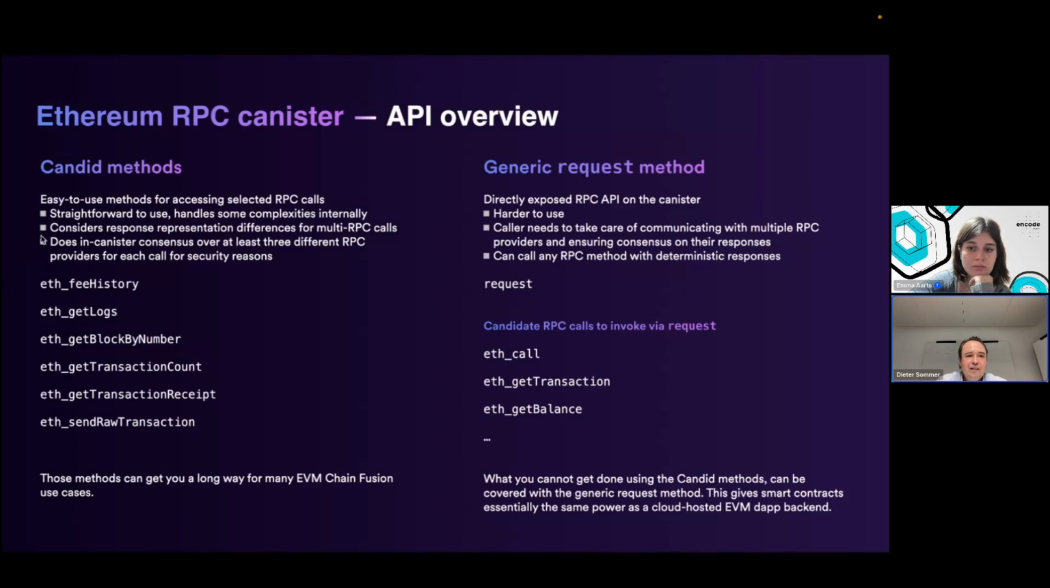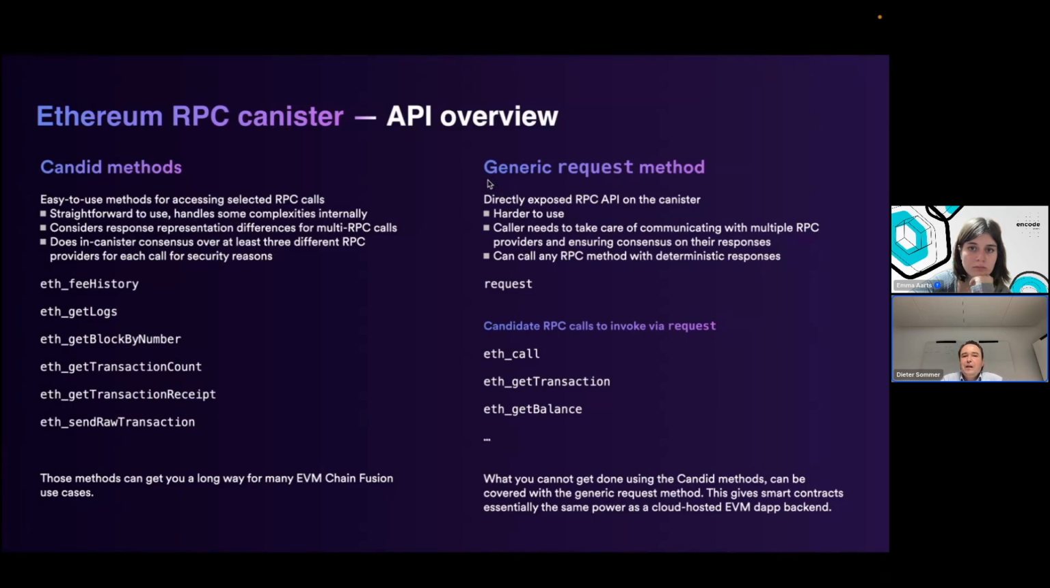It also already handles some technicalities, for example specificities of the representation and canonicalization requirements for different RPC calls, which have been accounted for in the canister, and which you would need to do manually if you use the approach of a generic request method. So whenever you can use one of those methods, do so. If they're not sufficient, you need to revert to the generic request method shown here on the right side.